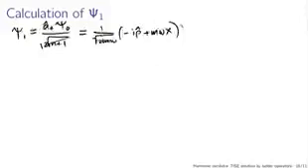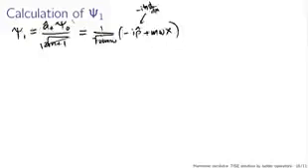If I substitute in the definition of the operator a plus, that's 1 over the square root of 2 h bar m omega times minus i p hat plus m omega x, where p hat now is minus i h bar d by dx. This is my raising operator.